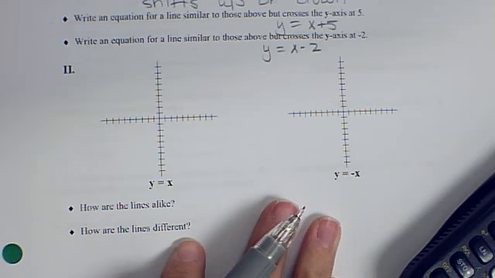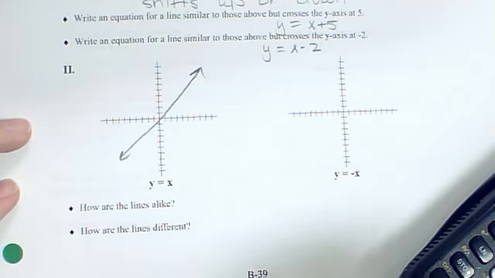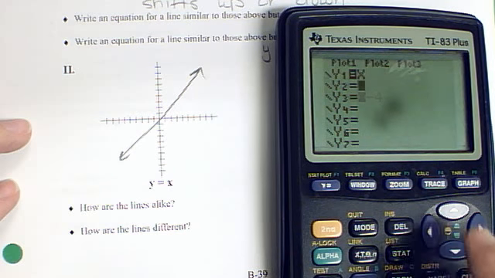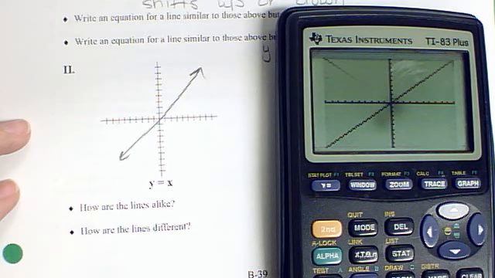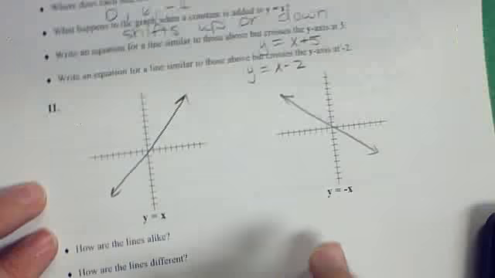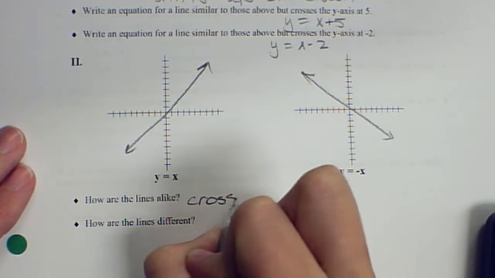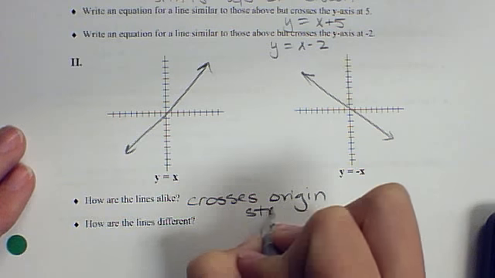Group number 2. How are the lines alike? The first one's y equals x. We know what that one looks like. We've looked at it before. The second one, let's clear out what else is in our calculator so far and put in negative x. When I do that, I see that that second line is going down. Other than that, everything else about it's the same. Still goes through 0, 0, still straight. How is it alike? So it crosses the origin. Right? It's straight.